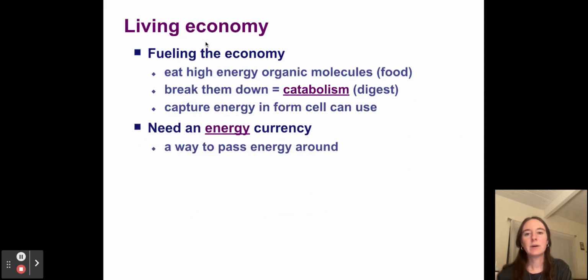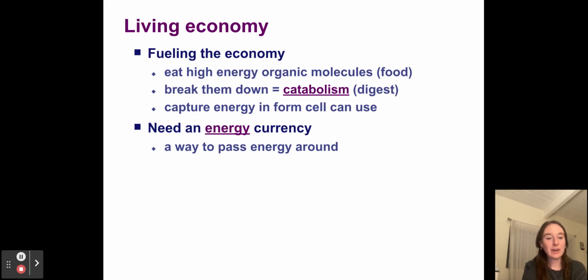All right, so how do we make sure that we have enough energy? Well, first we need to eat high energy organic molecules. So organic molecules are carbohydrates, lipids, and proteins. So we eat food. Then we break them down, we digest them through catabolism. Catabolism is breaking apart molecules. And then through the catabolism of molecules, we capture energy in the form that a cell can use. So remember how catabolism releases energy? Well, where does that energy go? Well, we need that energy to be in a form that can be used by the cell.